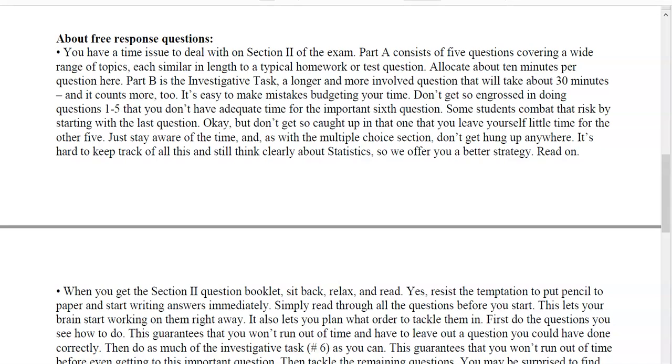Also, I have had students who've said that really did work, that their subconscious mind actually did start working on stuff, and when they came back to a problem after having read it and skipped it, they did know what to do. It's like they kind of had figured it out.